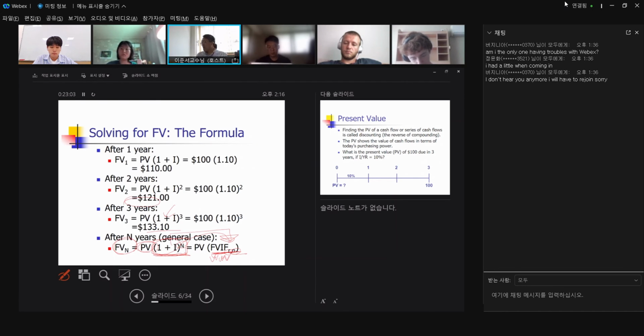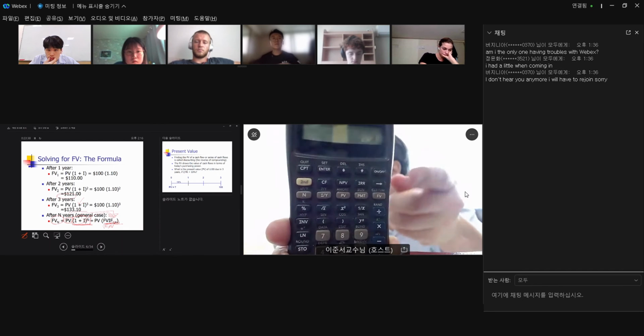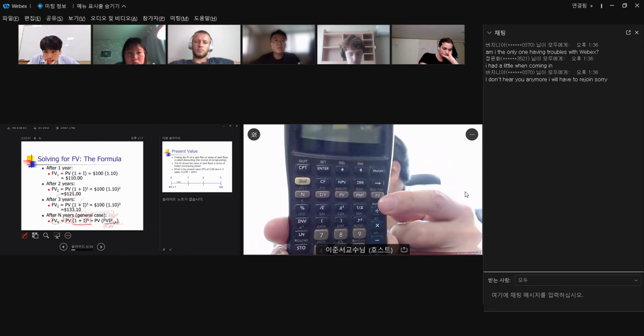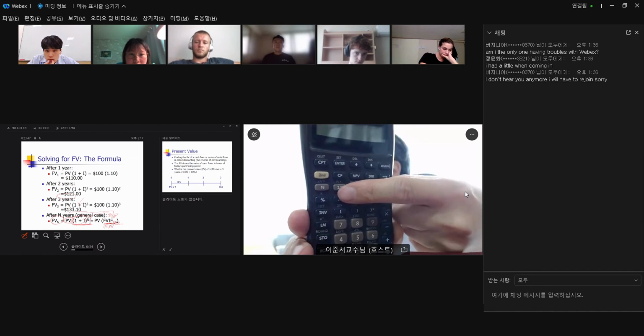Okay, so you may use a table, or you can use the finance calculator. This is a finance calculator. I used this one 30 years ago, but Texas Instruments still supplies the finance calculator, so it's very convenient. I don't know if you can see correctly, but here you go. These are the buttons: future value, present value, payment, interest, number of periods.